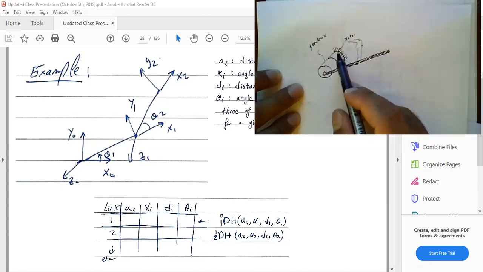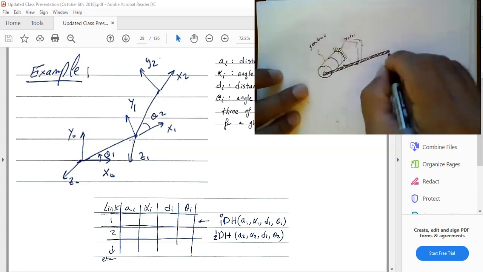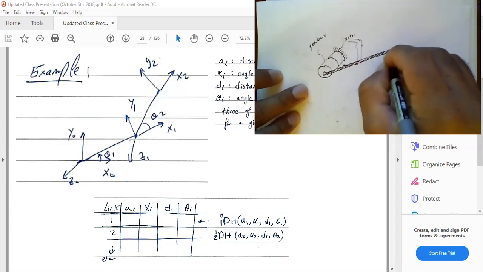Okay, so this is your motor. This is a gearbox or the gear reducer. Now I'm going to put my second thing. Let's say now I'm putting another motor and another gearbox here.